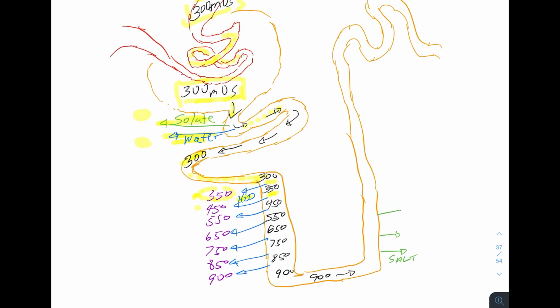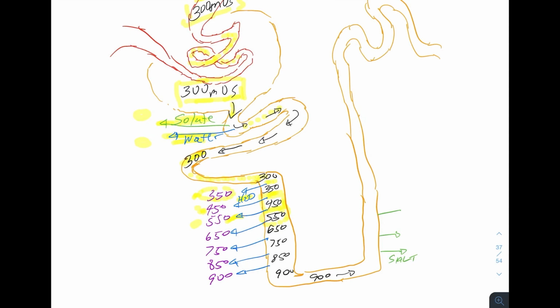Then this 350 runs into the 450, which means water is going to also want to go from the 350 to the 450. But the 350 is now going to become more concentrated and become 450 within the tubule. The next thing that happens is the 450 runs into a saltier or more concentrated part of the medulla at 550. So again, the water is going to go from the more dilute solution to the more concentrated solution. It's going to go from the 450 to the 550, which means the fluid within the tubule is going to get more concentrated at 550.